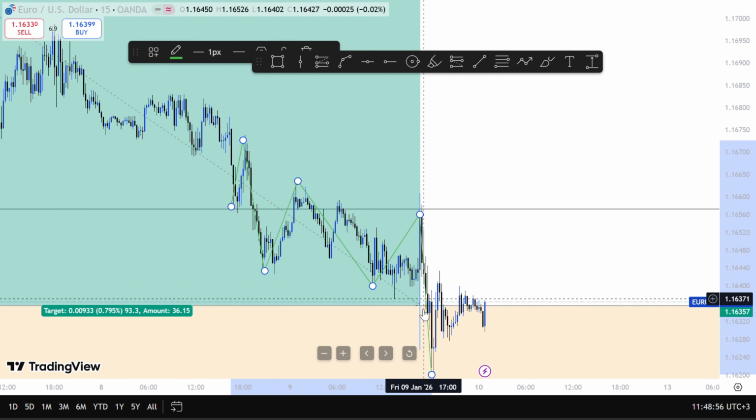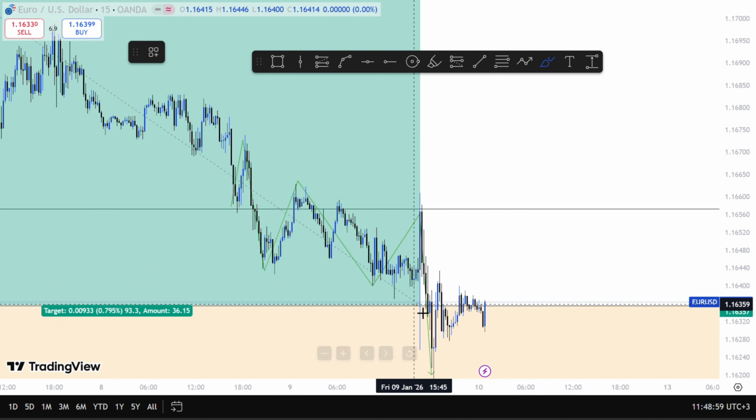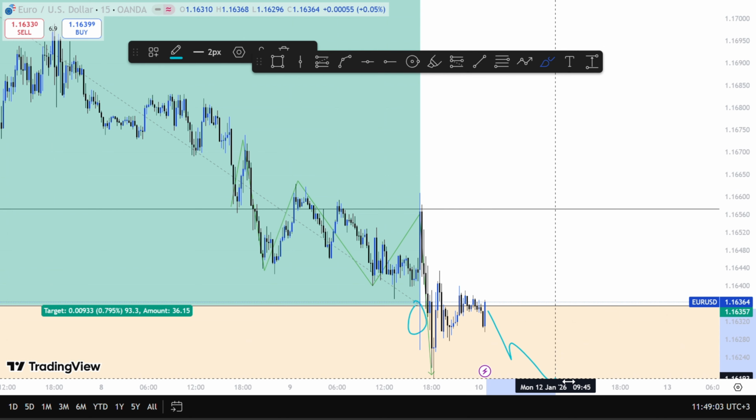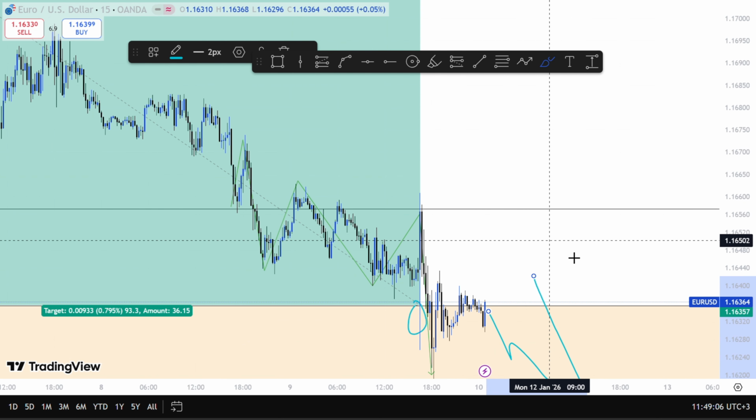Also, this is the price reaction of the daily level, because the daily, I think this was the reaction. But I do think we're gonna continue down unless seen otherwise.